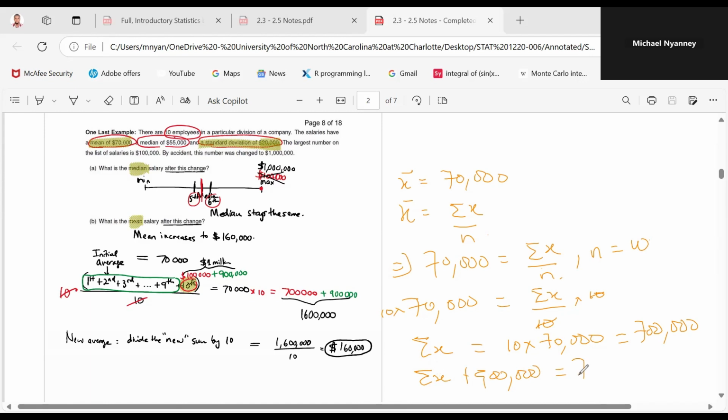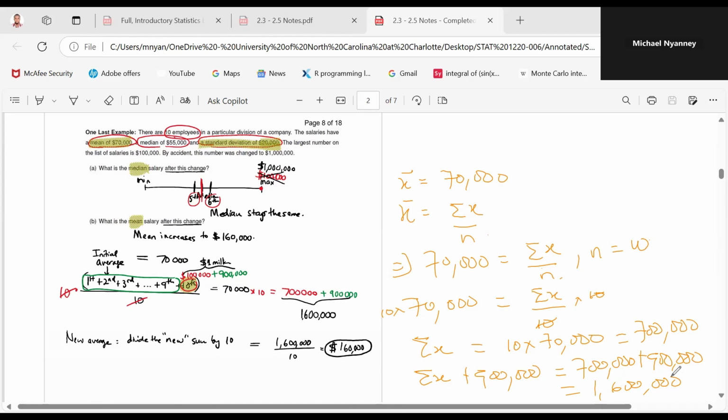So that is 700,000 plus 900,000, and this gives us 1,600,000. Okay, so this will be our new sum. Our number of data points has not changed. It still remains 10.